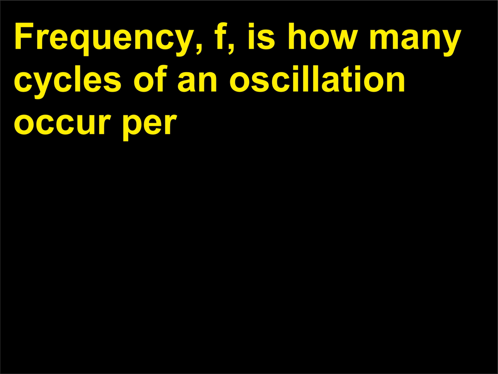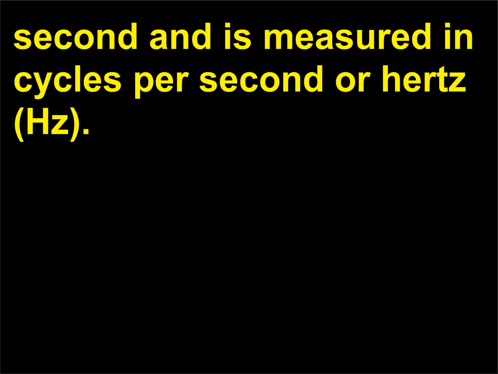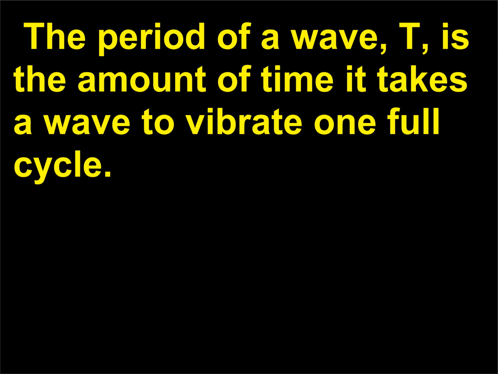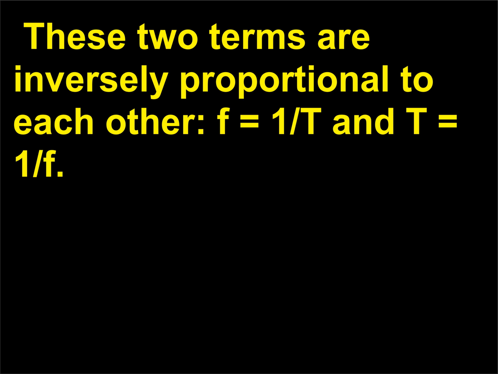Frequency, F, is how many cycles of an oscillation occur per second and is measured in cycles per second or hertz. The period of a wave, T, is the amount of time it takes a wave to vibrate one full cycle. These two terms are inversely proportional to each other, F equals 1/T and T equals 1/F.